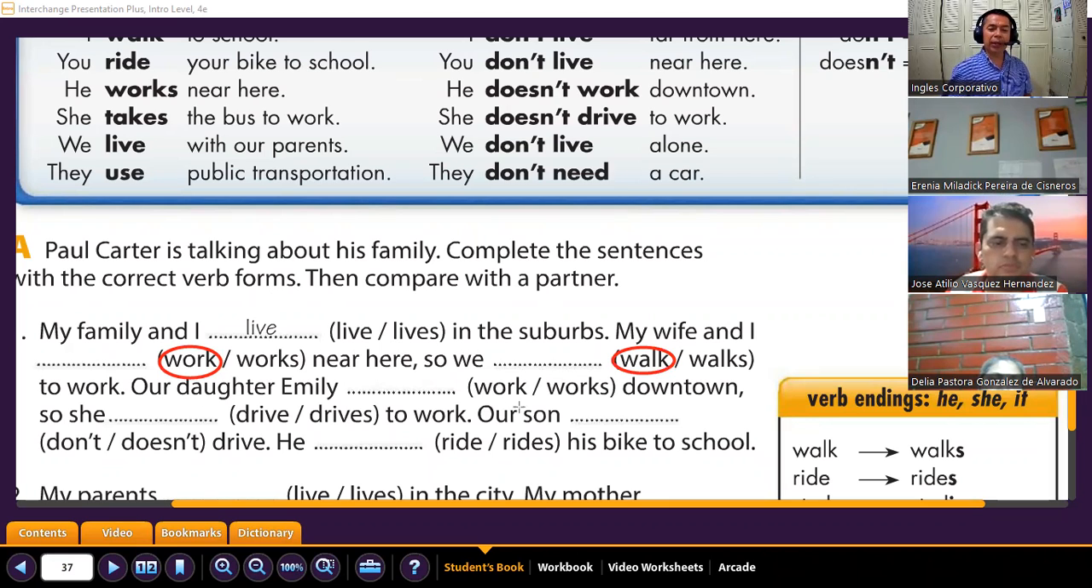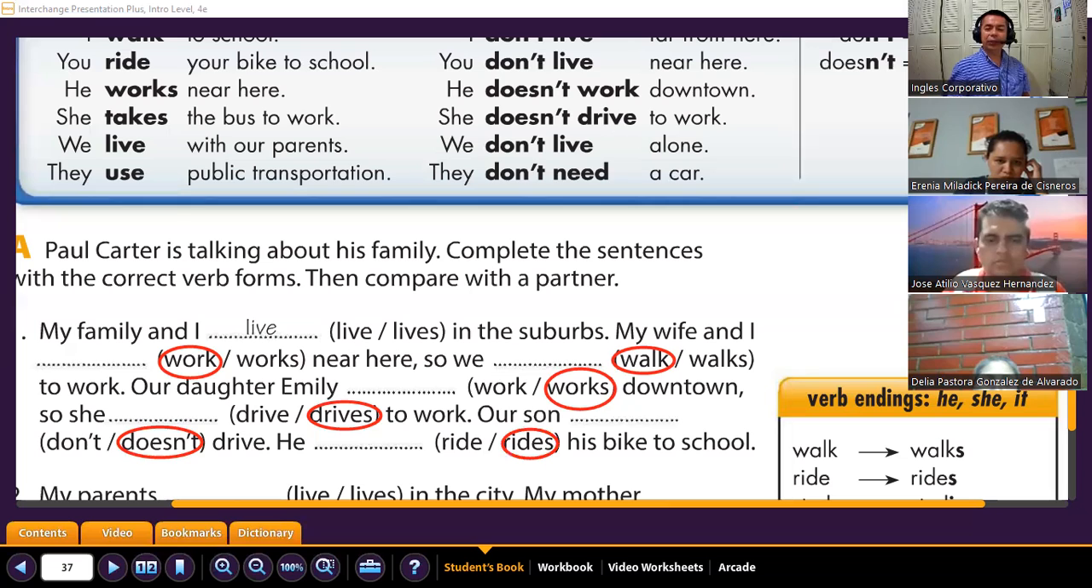Our daughter Emily works or work? Works. Downtown, right? So she drive or she drives? Drives. Correct. Our son don't or our son doesn't? Doesn't, correct. He ride or he rides his bike? He rides. Okie dokie. That's it, right?